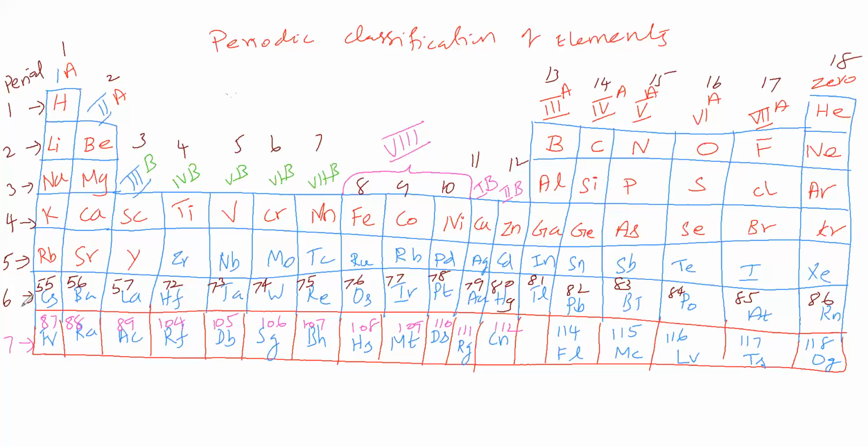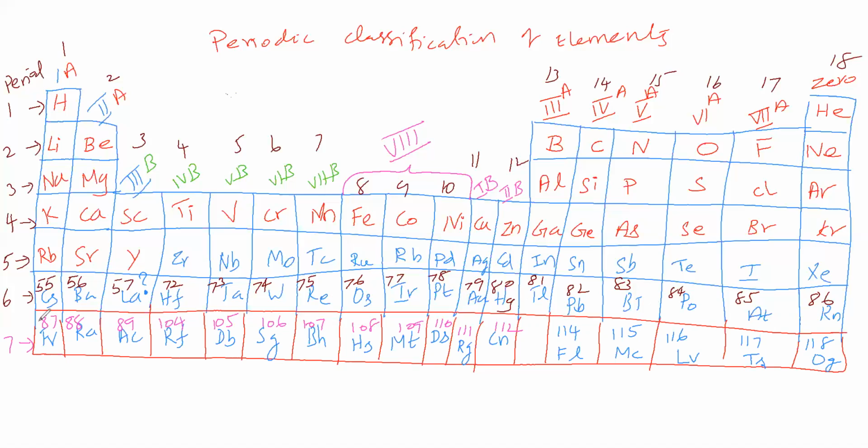Now the sixth period. In the sixth period, cesium atomic number 55, barium 56, lanthanum 57. The next element given is hafnium, that is 72. So in between 57 and 72, 58 to 71, 14 elements are there. What about those 14 elements? Those 14 elements, question mark. Then 73, like this continuously it is coming till 86.